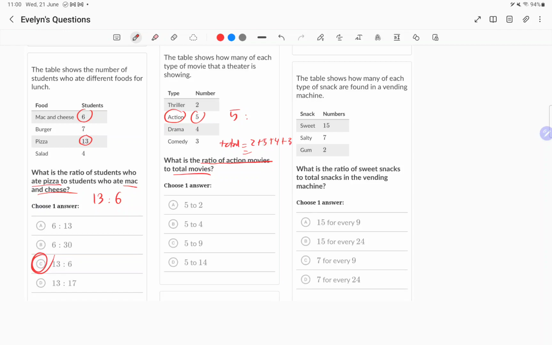So that would be 2 plus 3 is 5, 5, that would be 14. So 5 to 14. All right, that answer is D.